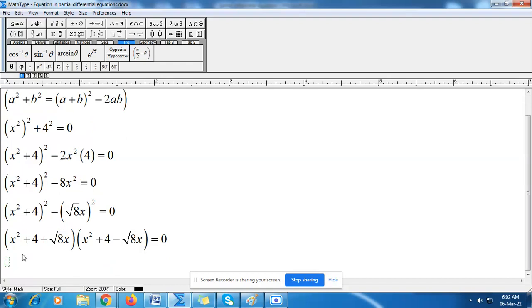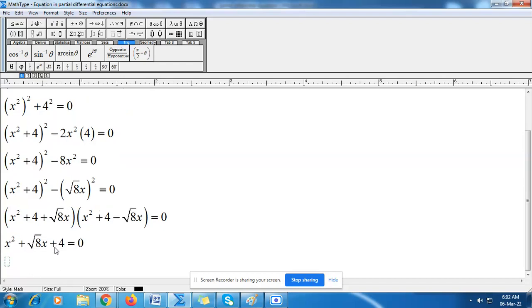So here we have to solve the first one and the second one, that is x square plus root 8 x plus 4 is equal to 0, and the other factor. Now apply the quadratic formula.